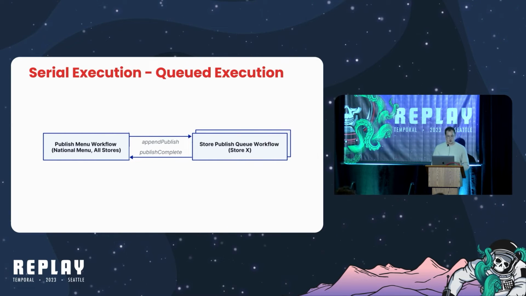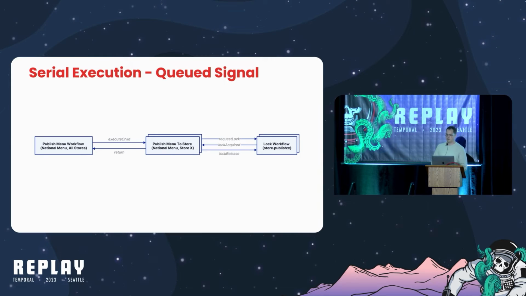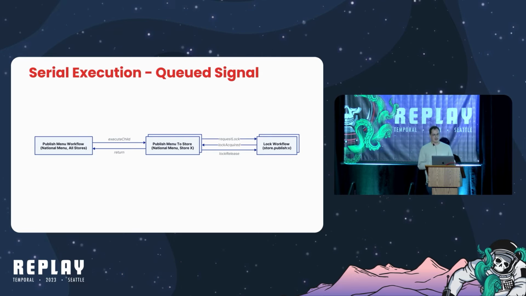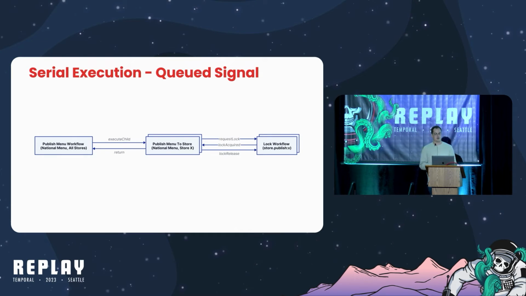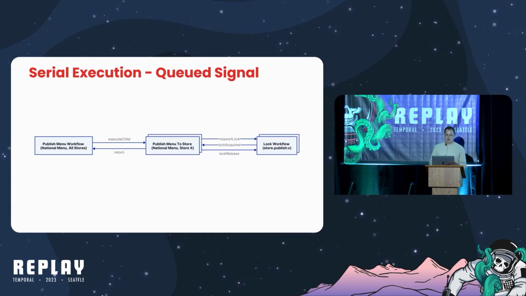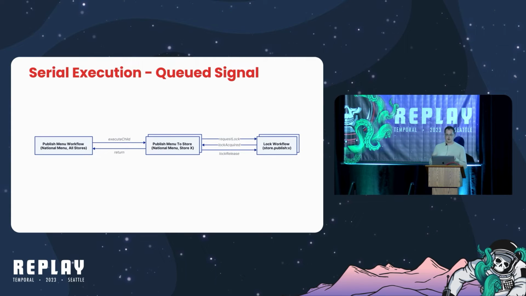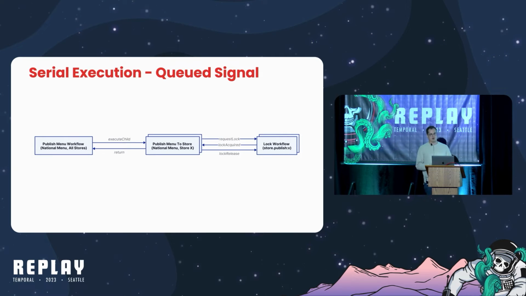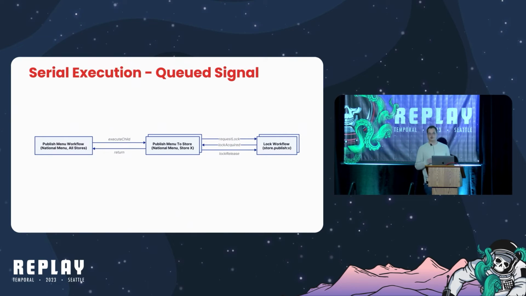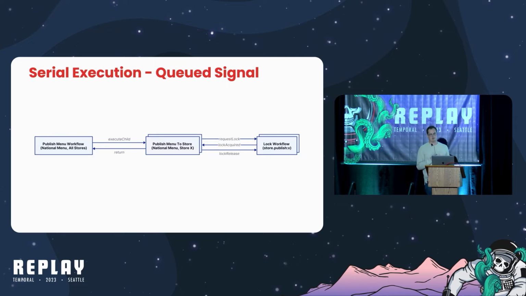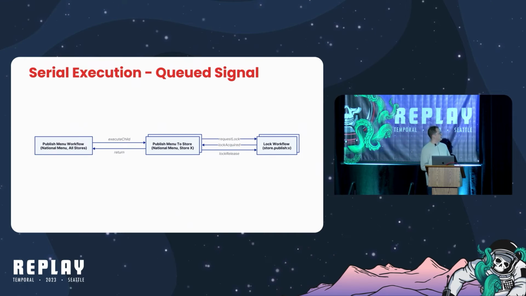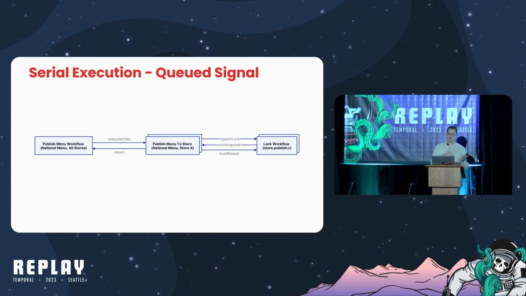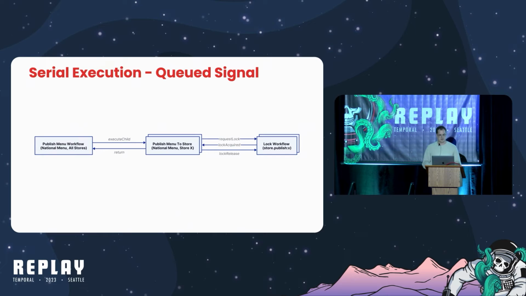The other approach we have is not quite as minimal. It uses a third workflow, and that third workflow is a lock workflow, and that is what does the cross-workflow coordination in this circumstance. The top workflow starts a child workflow for each store, and that child workflow is where the business logic to actually do the menu generation and deployment to the store is going to be. The lock workflow is responsible only for sending the signals to the child workflow to let it know when it's its turn to execute.